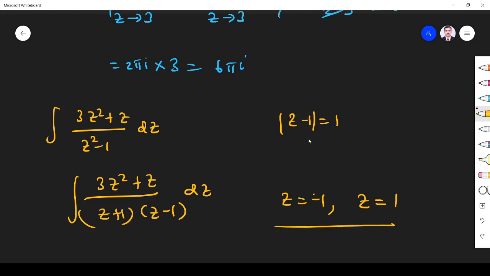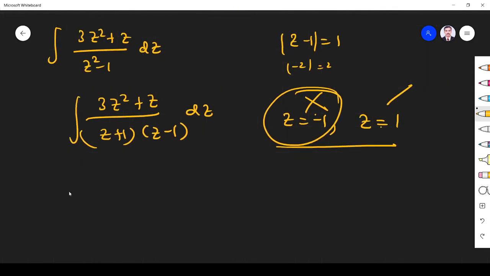When you substitute z is equal to minus 1, what will happen? It will become minus 2. Minus 2, so that is equal to plus 2. Plus 2 is greater than 1, so this point doesn't lie inside the circle. So we don't need to mind it. For z is equal to 1, that is equal to 1 minus 0. 0 is less than 1, so this only lies inside the circle.